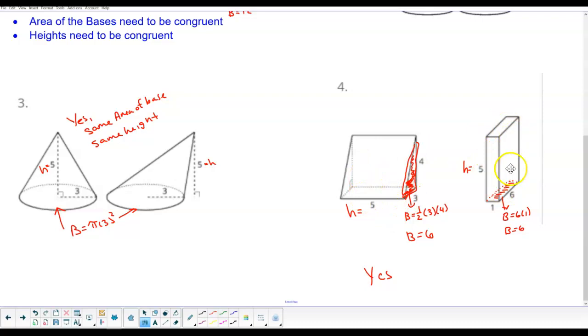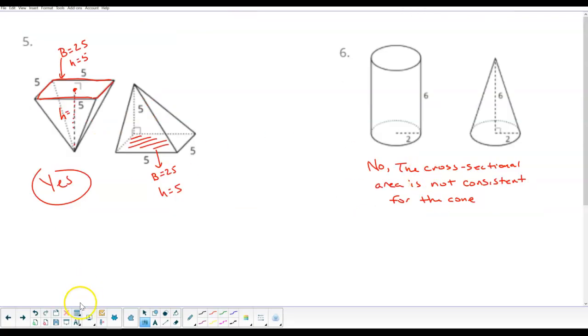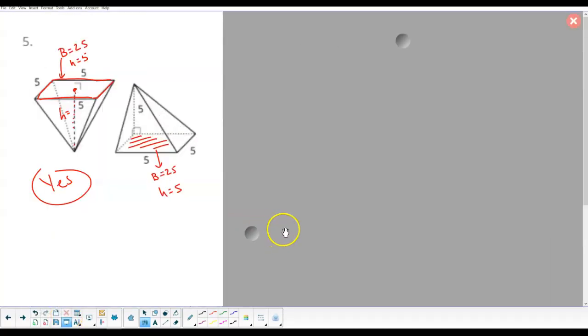Then I'll go to the rectangular prism. I get to pick the base. I'm going to choose the base that has the same area of the base as the triangular prism. So I'm going to go 1 by 6, calculate the area. The area of the base is 6. It is a height of 5, so yes, the volumes are the same because the area of the bases are the same and the heights are the same. Notice how we're using Cavalieri's principle to help us solve this. Let's look at number 5 really quick.